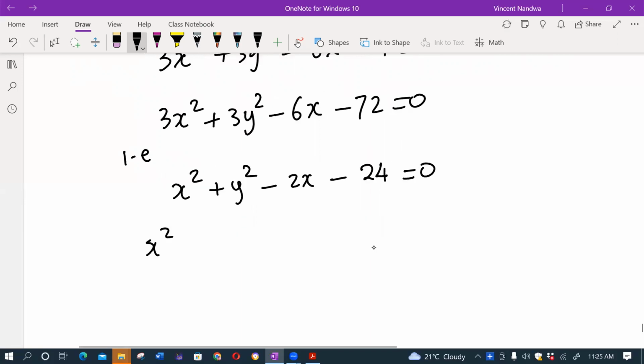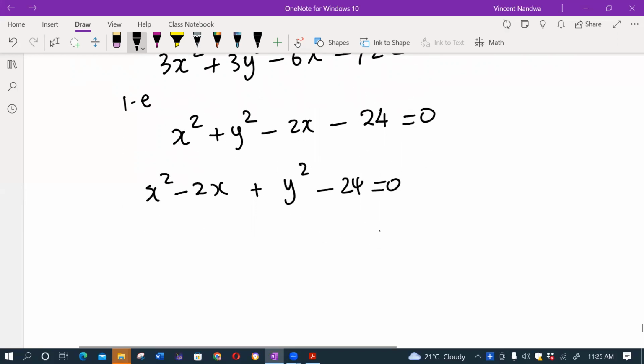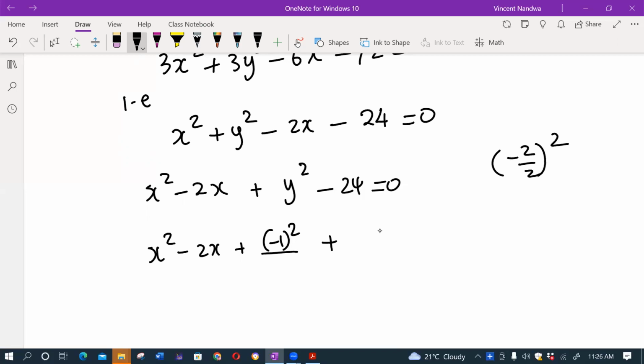So I have x squared minus 2x plus y squared minus 24 equals 0. So now I complete the square for x and y. So x squared minus 2x plus (minus 1) squared, which is the same as (minus 2 over 2) squared, is the b value, plus y squared equals 24. But then for me to balance this, I also have to add minus 1 squared to this side.